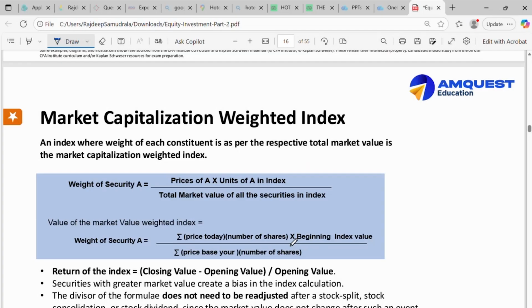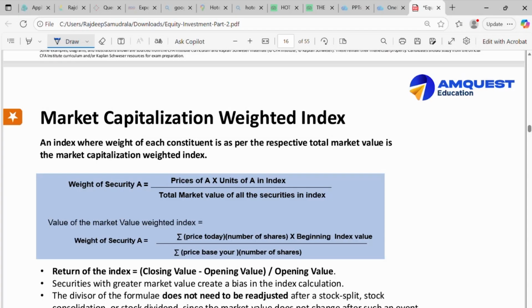Okay. Now that we discussed how to find the price index and the unweighted index, the next one, the most important tricky part is how to find the value of an index that is market capitalization weighted. Now, as you understand, when I do price, I don't look at market cap, I look at number of units. But when I'm doing market cap, I have to look at what is the market cap of the shares.